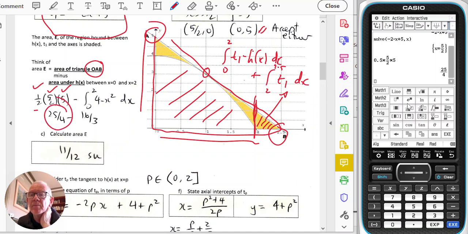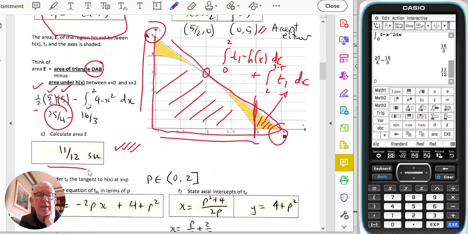And then the integral from 0 to 2 of 4 minus x squared dx gives you 16 on 3, and 25 on 4 minus 16 on 3 is equal to 11/12. Okay, so that's getting an idea of what to do when we're attaching the tangent at 1.